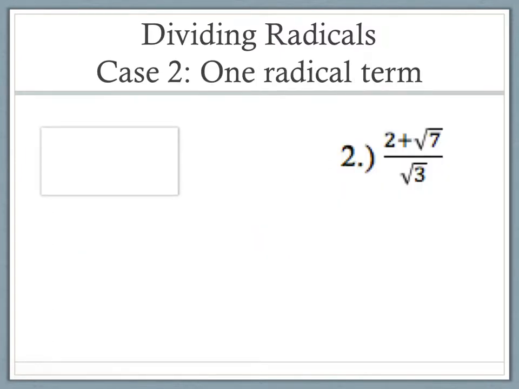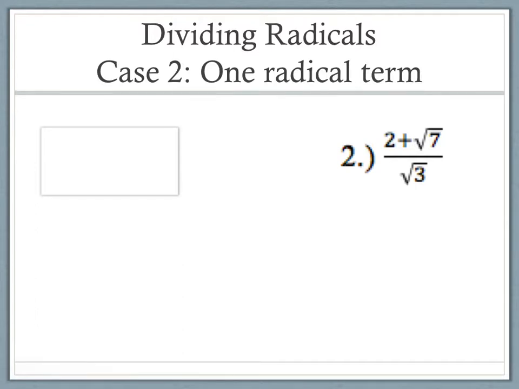Now if we take a look at this one, on case 2, we have 2 plus square root of 7 over the square root of 3. Now I don't have everything under one square root, right? We have this 2 plus the square root of 7. And there's not a number that we can take out of all those, or really can't simplify it. So what we have to do is called rationalize. So when we rationalize, that means that we are getting rid of the square root at the bottom of our division, or on our denominator.